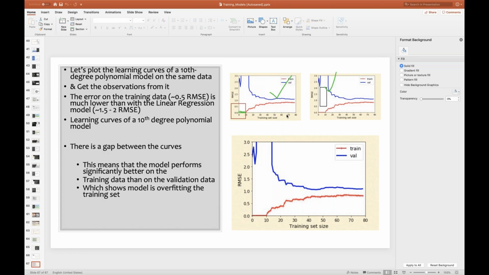The error on the training data is 0.5, which is much lower than with the linear regression model, which is between 1.5 and 2. Okay. Again, the gap between the curves means the model performs significantly better on the training data than the validation data, which shows the model is overfitting the training set. Again, we are talking about overfitting. Just 1 minute back, we spoke about underfitting. Theoretically, when we speak underfitting, but practically the data is overfitting. How can we sort this one?